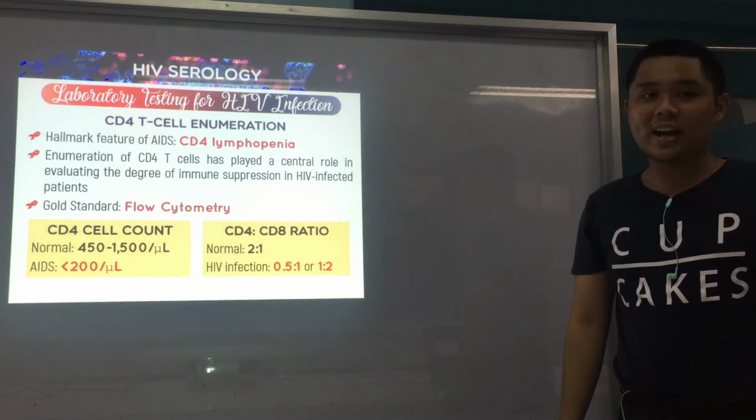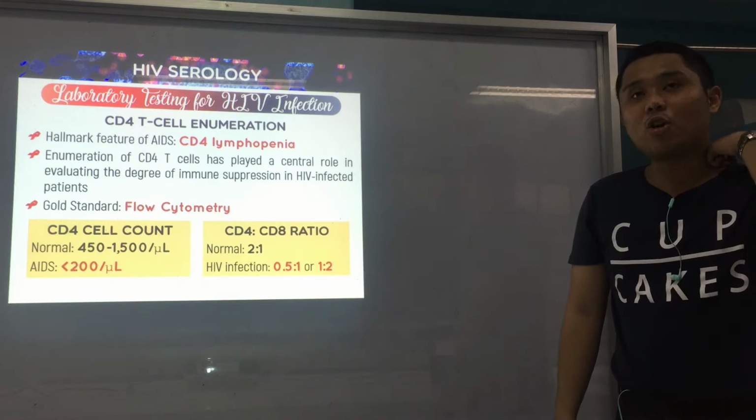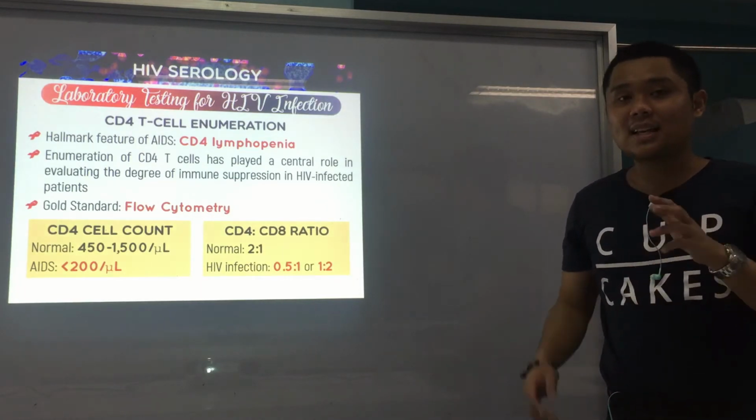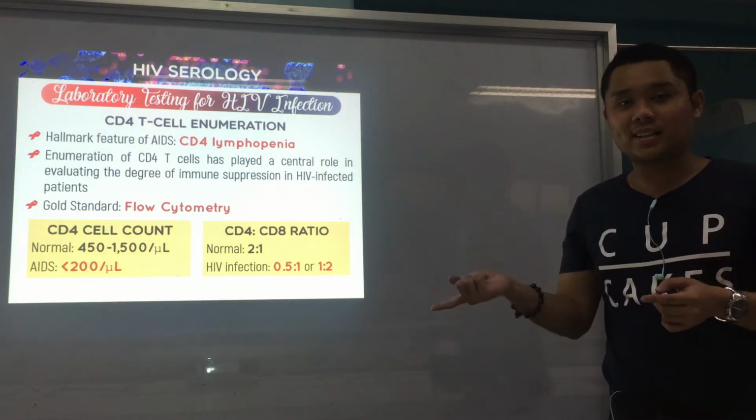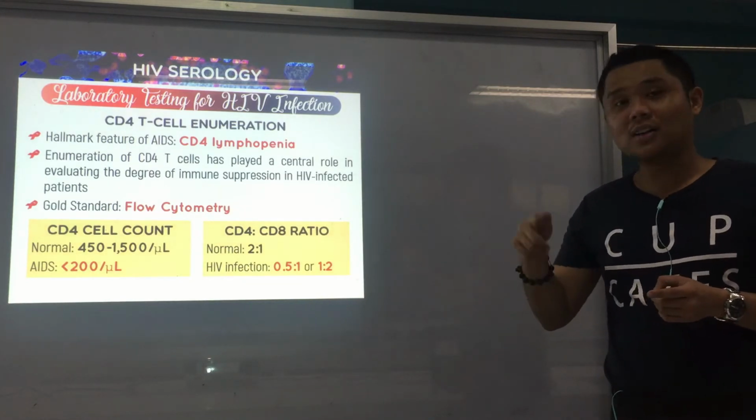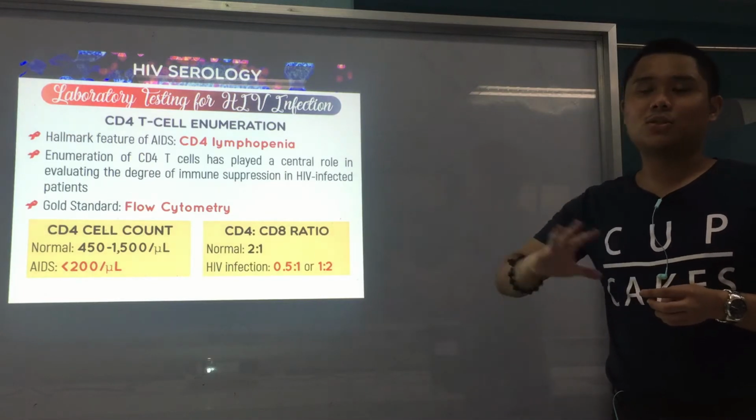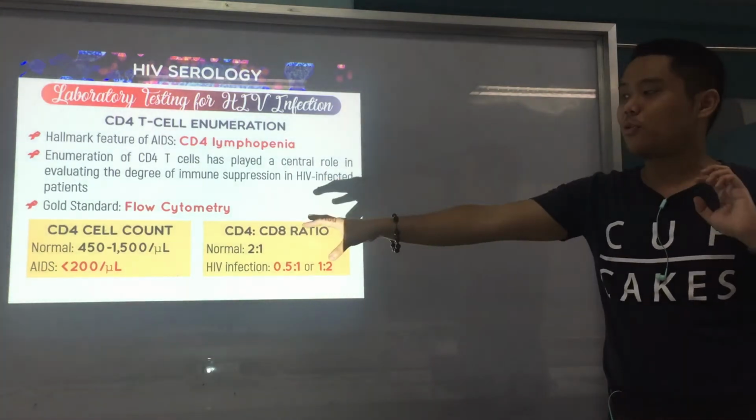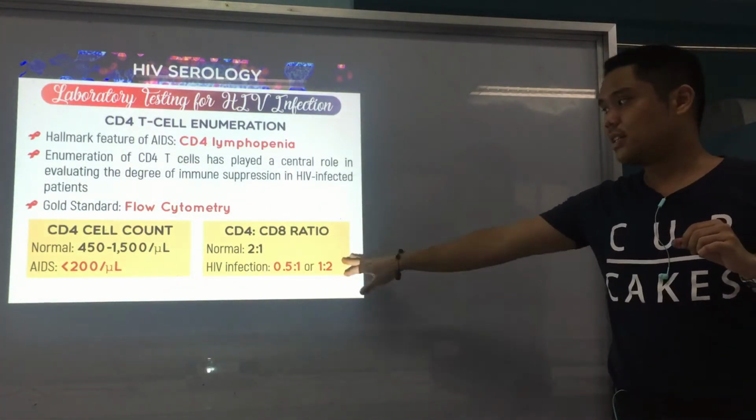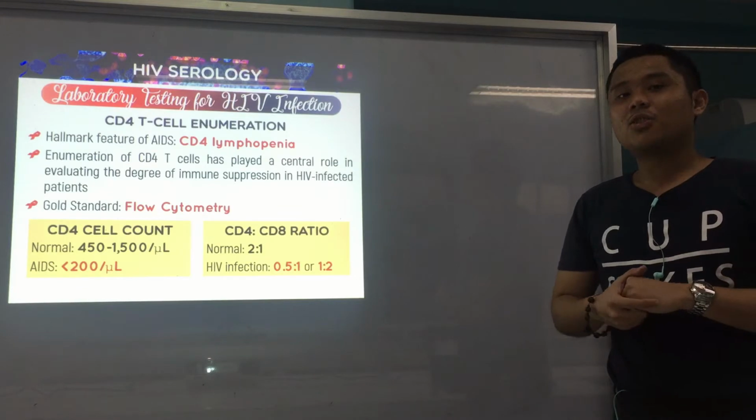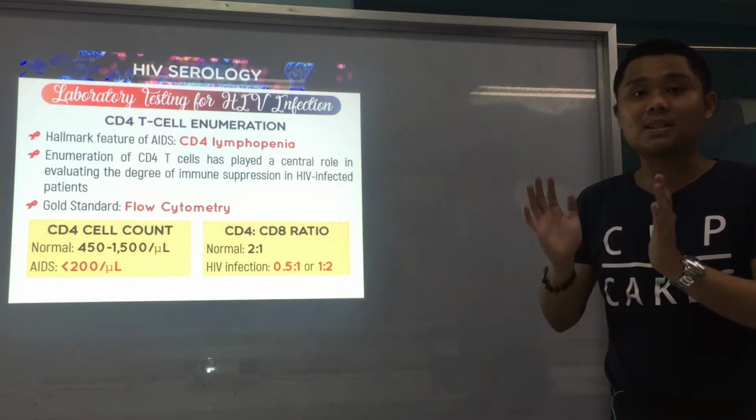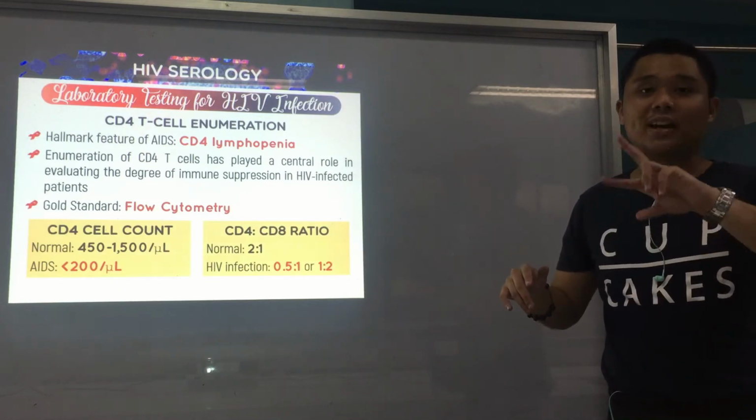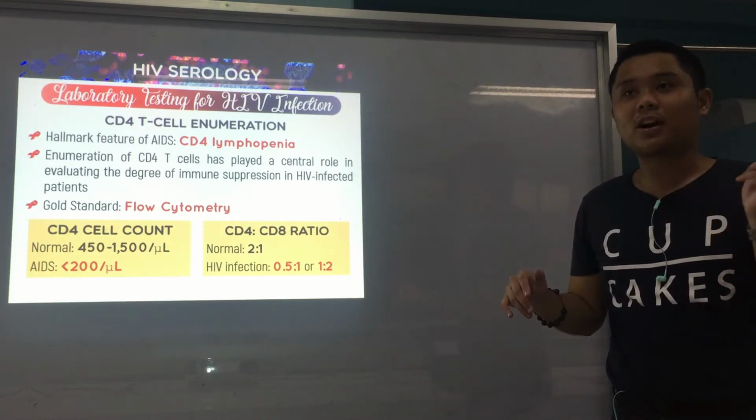We can also use the CD4 to CD8 ratio. The normal is 2:1, so there are more CD4 than CD8. But in AIDS, it reverses. CD4 becomes lower than CD8, so 0.5:1 or 1:2, meaning CD8 increases. That could be telling of an HIV infection. Usually we use the CD4 cell count, or we could also use the CD4 to CD8 ratio. Again, normally CD4 is greater than CD8, but in HIV infection the ratio is reversed, and CD4 becomes lower than CD8.